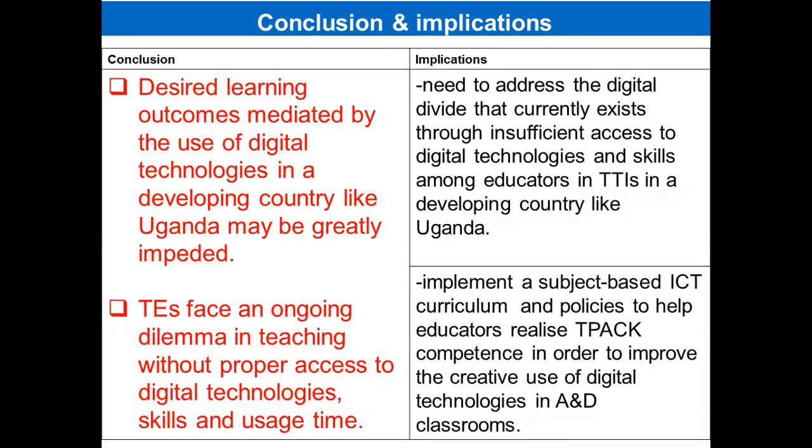And I would like to almost come to a conclusion, because as I said, I would want to leave more time for us to discuss. As I conclude, we noted from the findings that desired learning outcomes mediated through the use of technology in a developing country like Uganda may be greatly impeded, because teachers still have so many issues relating to access in terms of the technologies themselves, but also the skills they do not possess, the desirable skills to use or apply the technology in the teaching of art and design.